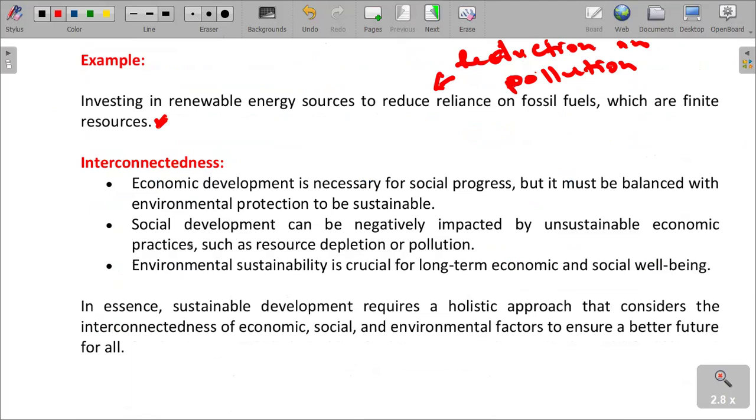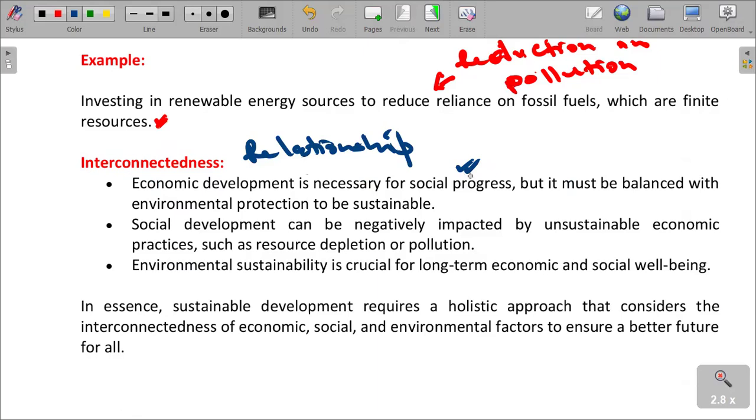Still in the introduction of socio-economic development, I want us to understand the interconnectedness. We are talking about the relationship between social and economic development. Economic development is necessary for social progress. It actually facilitates and ensures social progress. For people's standards of living to be improved, they must have wealth, they must have money. If money is there, we can talk about all forms of social development.